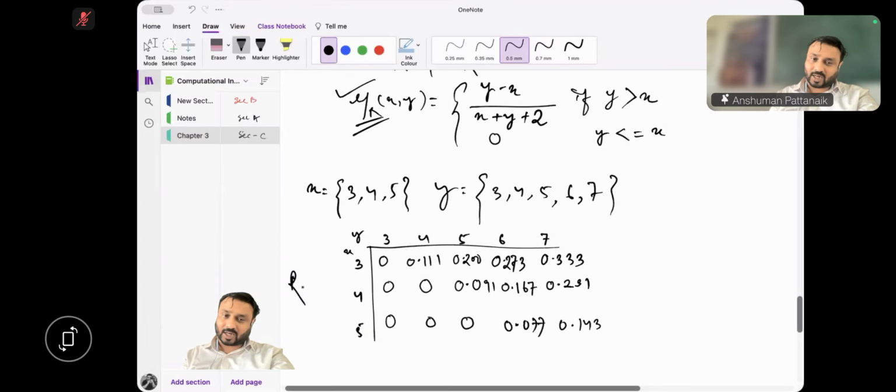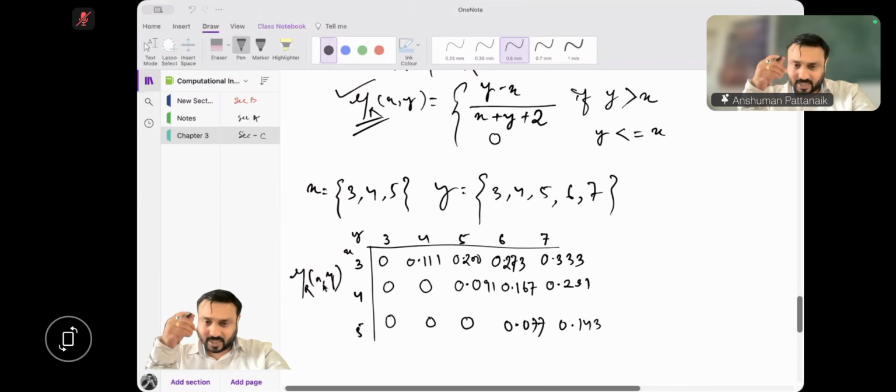You can say R of x comma y. Sorry, you cannot write it like this, but write mu of R of x comma y. This is the tabular data. This is what is being asked.